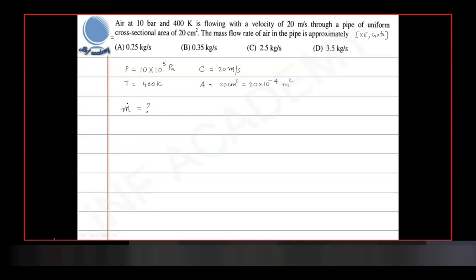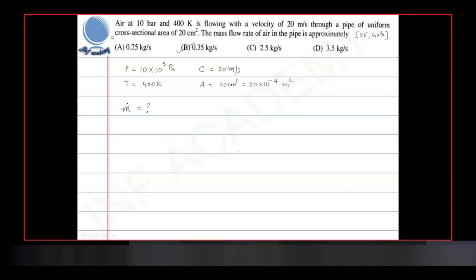Has anyone solved? So is it 0.348? Okay, one of you is giving the answer as 0.35. What about others? Yes, sir, it's 0.35. Yes.